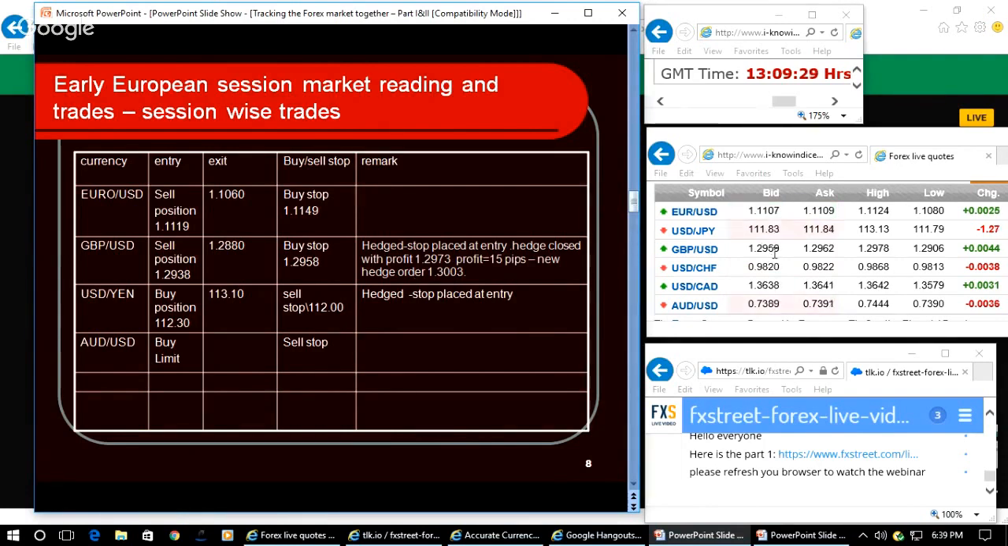As they make the slide, I'll bring it back to 1.2958 once it goes further down below. Then this becomes the profit, and I keep the hedge order at the same level. Once they go below 1.2938, I will keep the stop at entry and trail the stop until I'm able to close the buy position and the sell position.